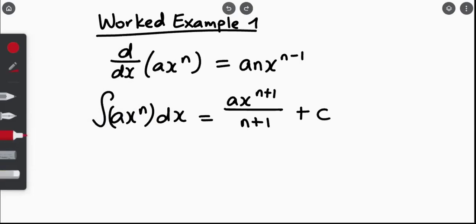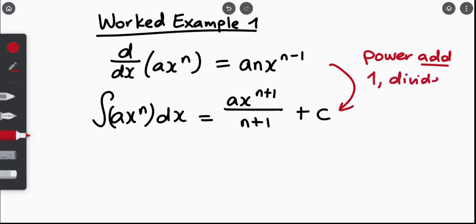Okay, again, what am I doing here? Power add 1 divided by power. Okay, alright, so I think you all got the hang of this. Work example 1 done, let's go to work example 2.